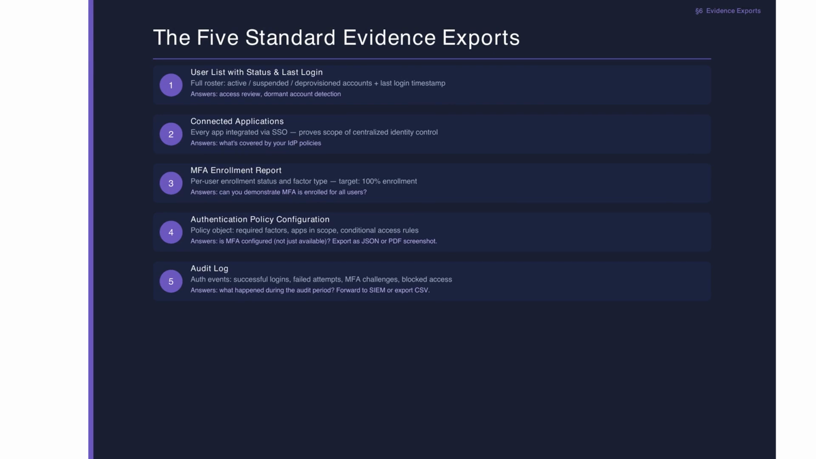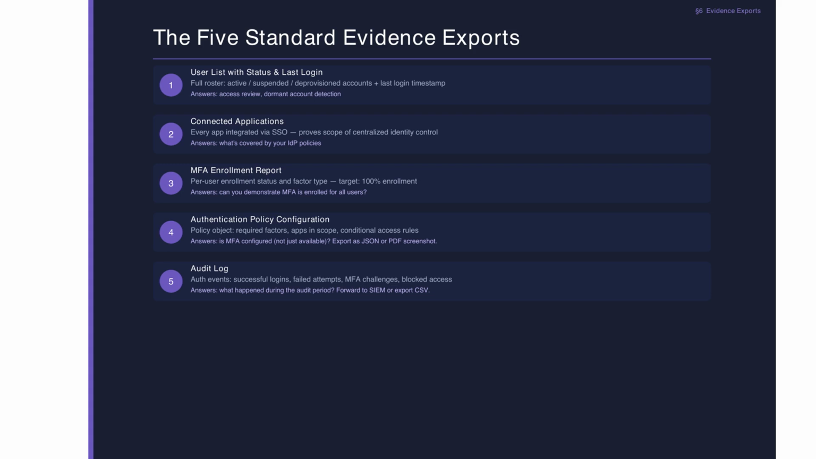Number 1, the user list with status and last login, your full roster of active, suspended, and deprovisioned accounts, each with a last login timestamp. This answers your access review and dormant account detection. Number 2, connected applications, every app integrated through single sign-on. This proves the scope of your centralized identity control, exactly what's covered by your IDP policies.